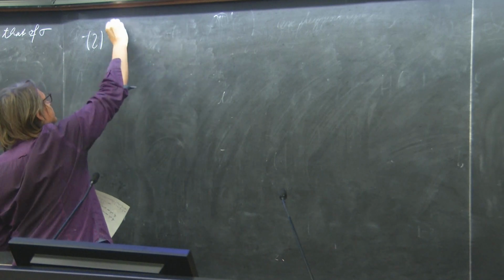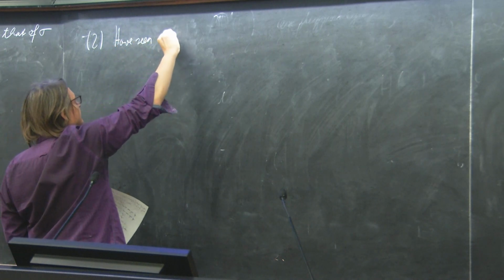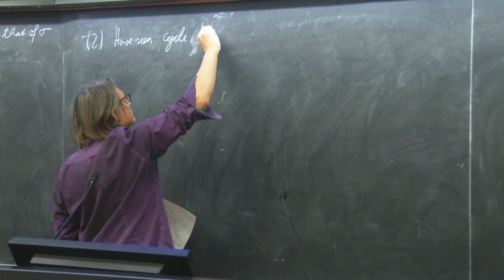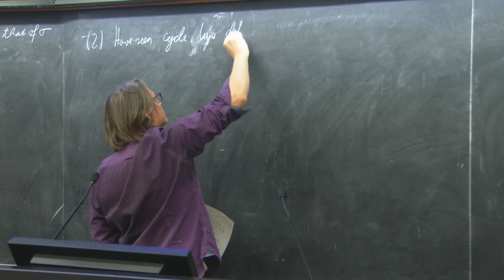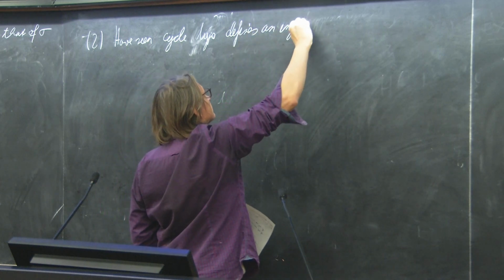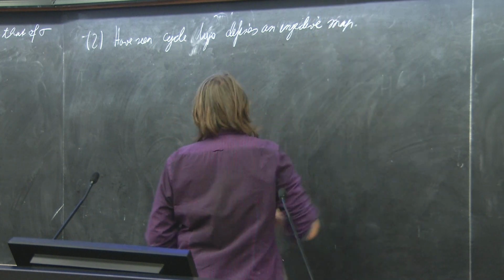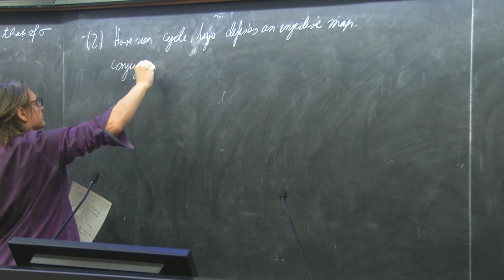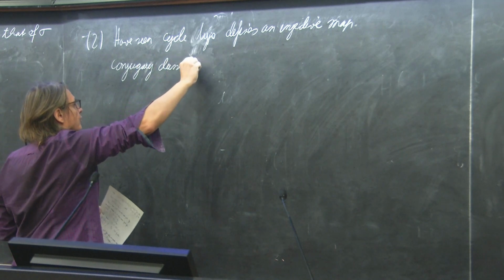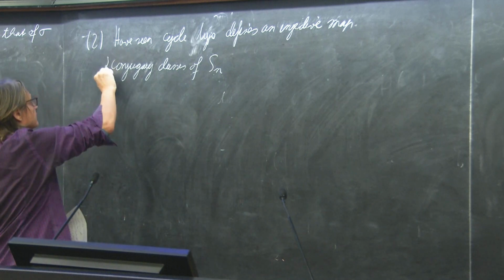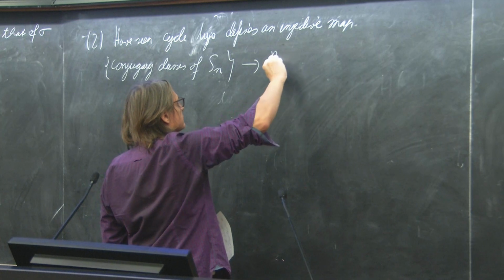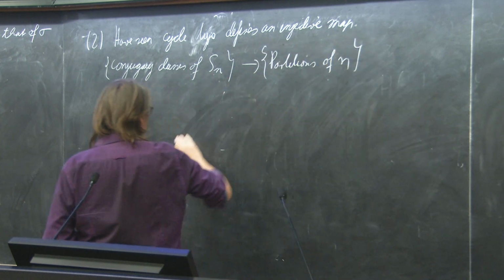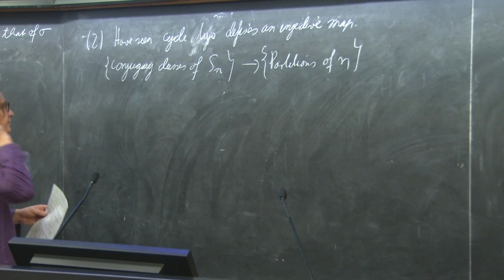So we have seen that the cycle type defines an injective map from the conjugacy classes of Sn to the partitions of n, and so we only have to see it's surjective.